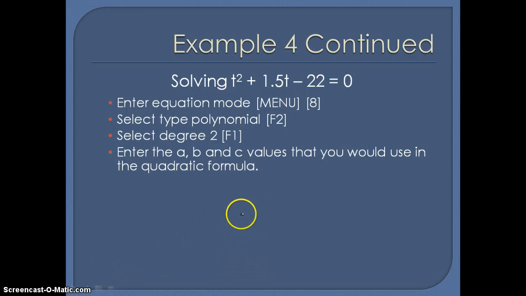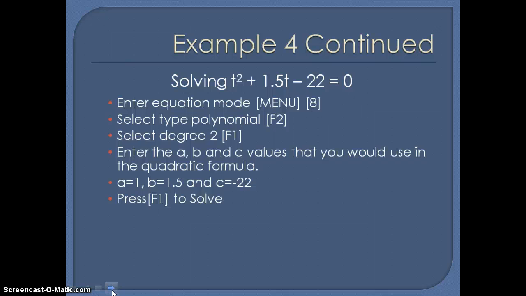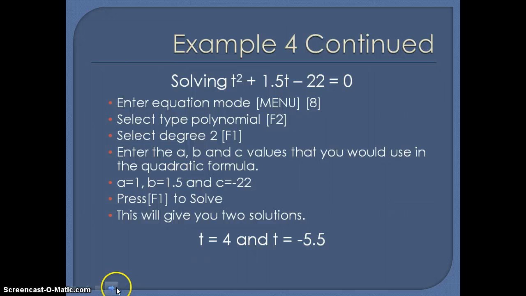And then all the calculator actually does is it uses the quadratic formula for you if you enter the A, B and C values that we previously discussed. So we're going to enter A equals 1, B equals 1.5 and C equals minus 22. Then we can press the F1 key on the calculator to solve the quadratic equation, and it will give us two solutions. It gives us that T equals 4 and T equals minus 5.5.